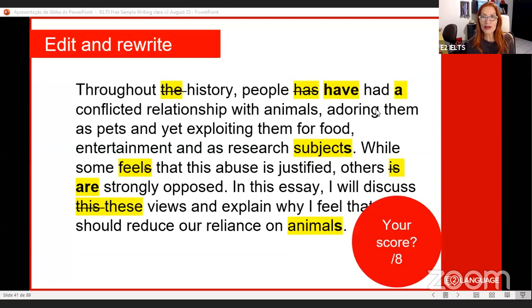Okay, why feel and not feels? Well, who can help me out with this? Why do we say some feel and not some feels? Well, some is plural. Excellent. Very well. So some is plural. If we have some, it would be some people. Some will always be for plural.